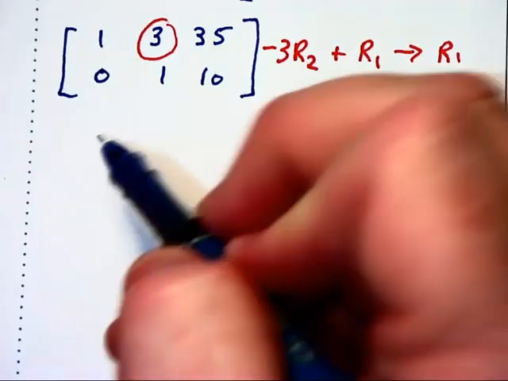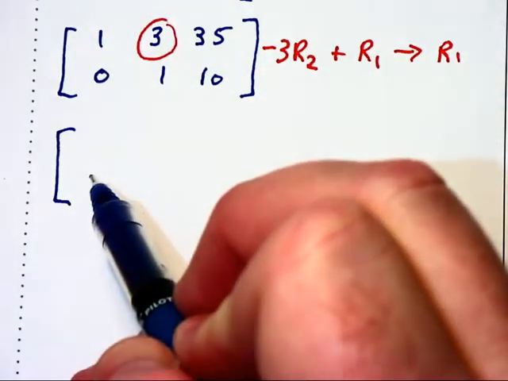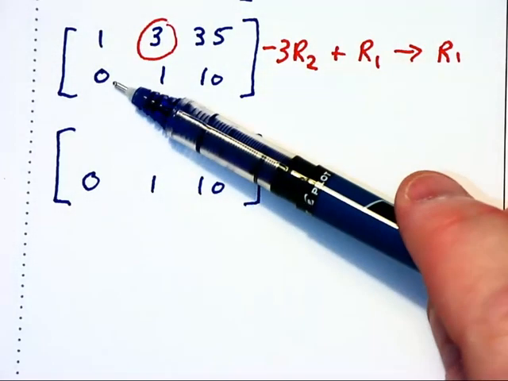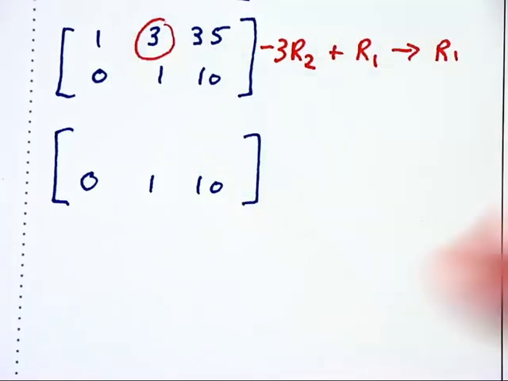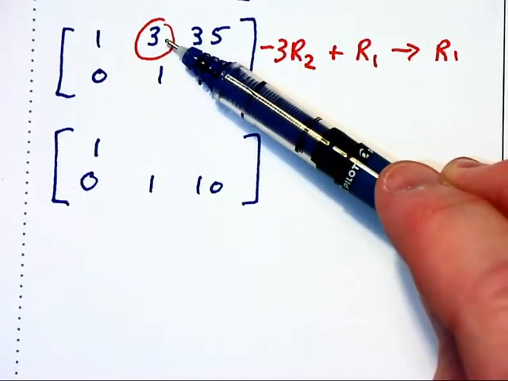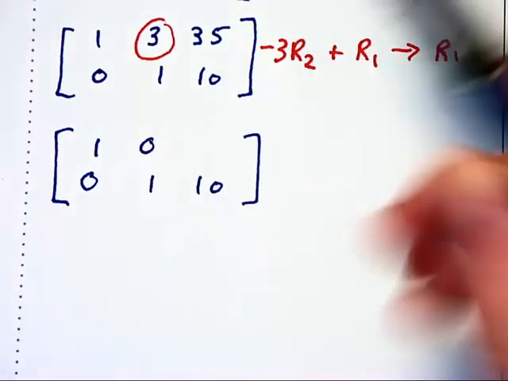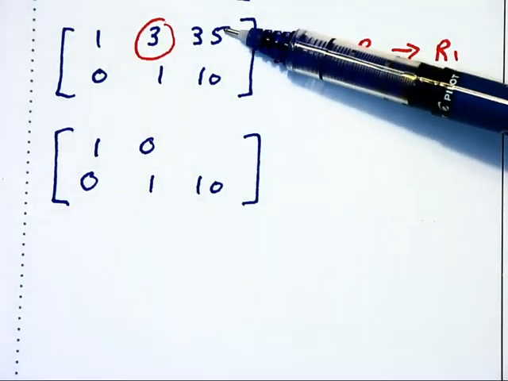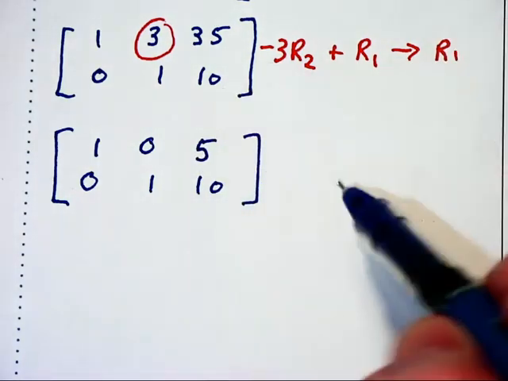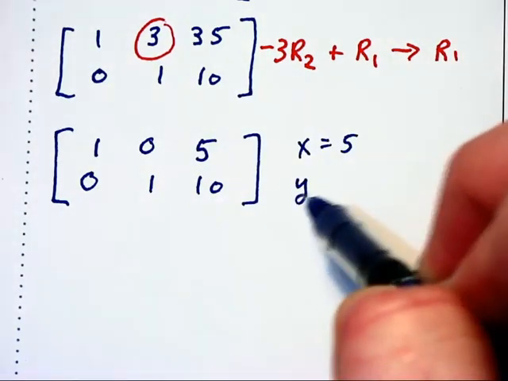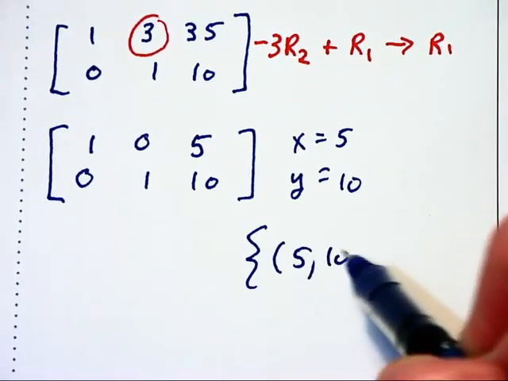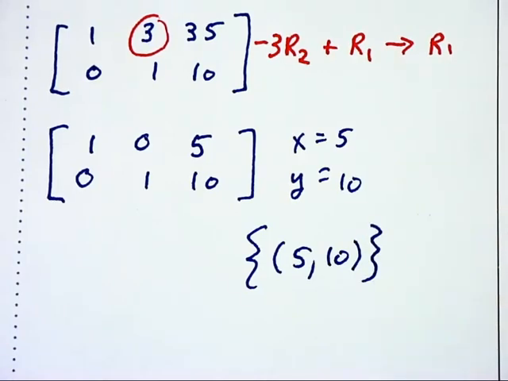Let's do this now. Row 1 is going to change, but row 2 is going to stay as it is. So here we go. Negative 3 times 0 is 0, plus the 1 stays 1 up there. Negative 3 times this 1 is negative 3, plus the 3 above it makes 0. And negative 3 times 10 is negative 30, plus the 35 above it makes 5. Now we can read off our solution set that x is equal to 5 and y is equal to 10. And here we have it. The point 5, 10 is the solution to that system.